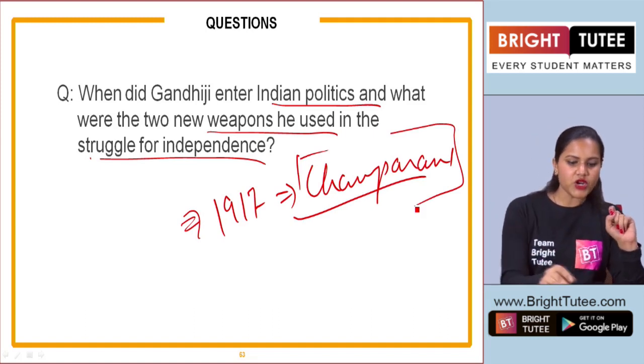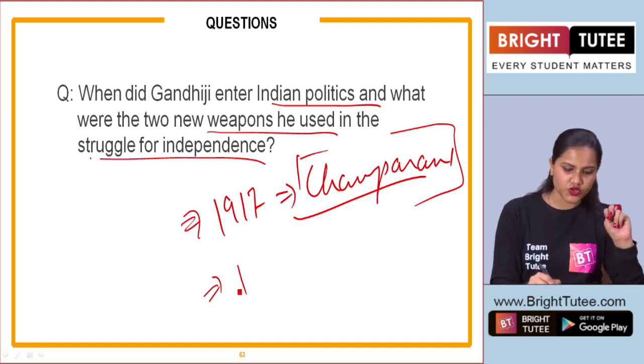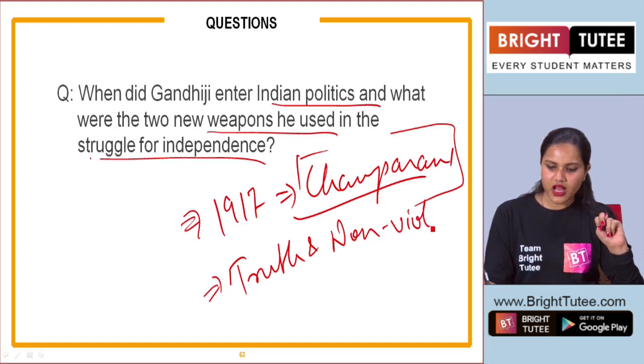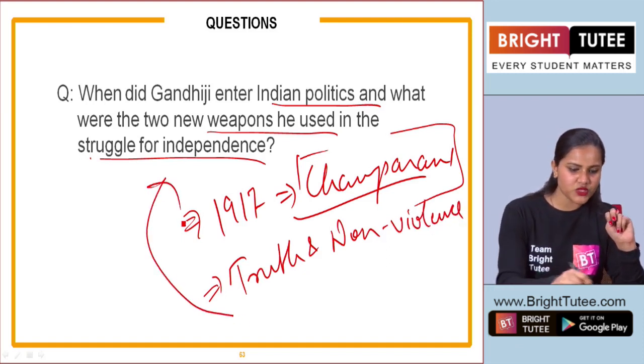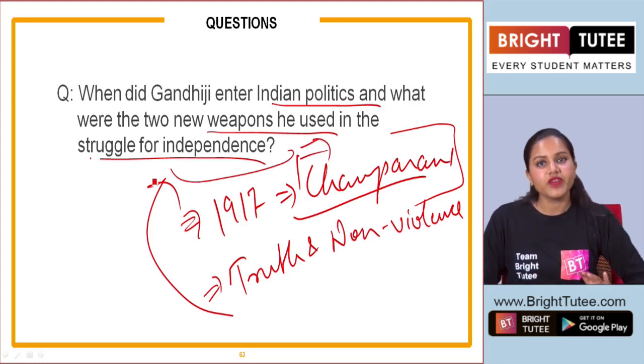Now what were the two new weapons? Did I tell you about Satyagraha? Yes. So truth and non-violence, according to him, were the best weapons that he used for the struggle of independence.